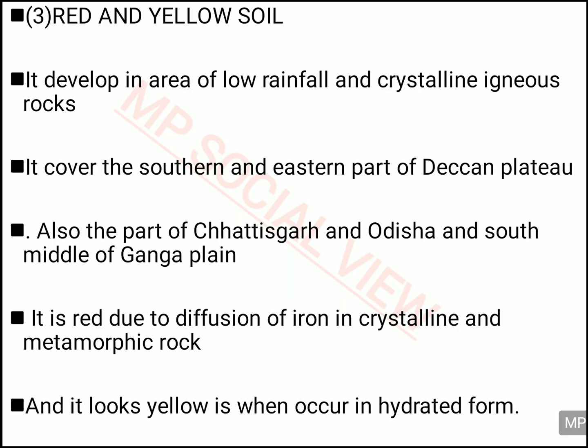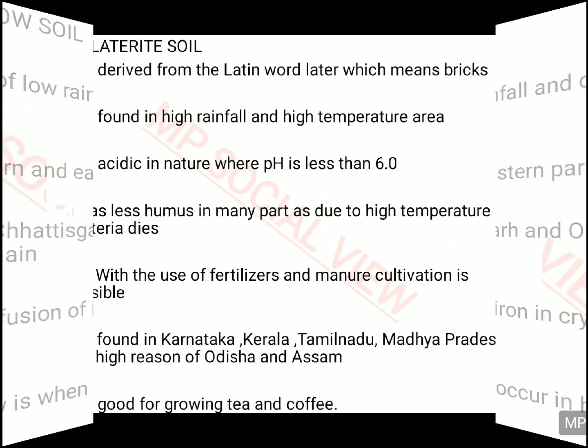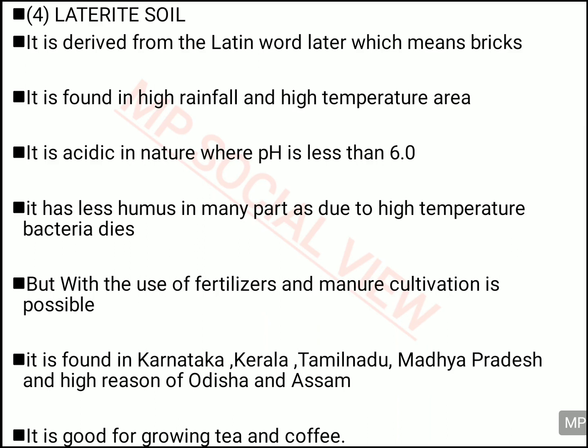So this is about the red and yellow soil. Now let's move to another soil, that is laterite soil. Laterite soil has come from the word later, which means brick. So it is mostly used for making bricks also, and it is found in the area where the rainfall and temperature both are high.